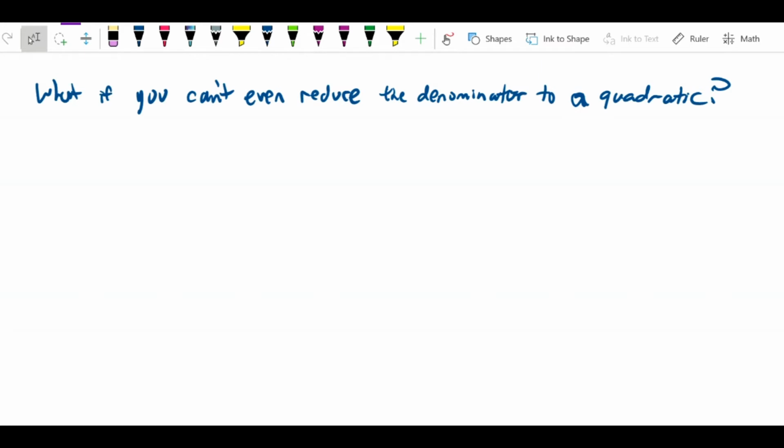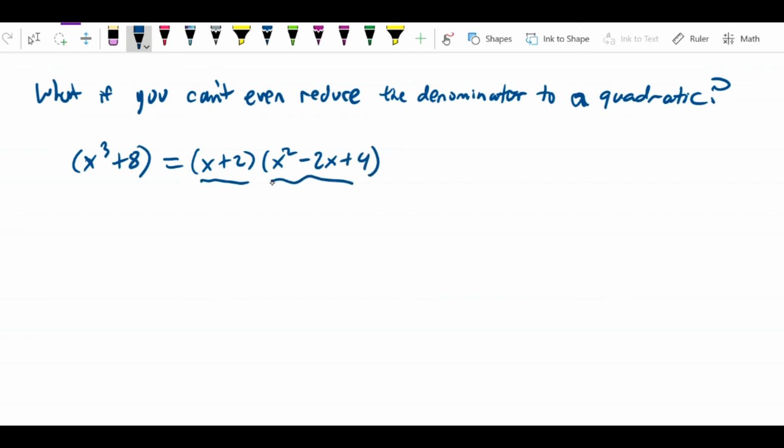There's no such thing as a cubic, let's say a third degree polynomial, that can't be factored using linear or quadratic factors. Here's an example of that. You might see something like x cubed plus 8. It looks almost like it would be an irreducible cubic, but actually this can be factored. If you remember the sum of cubes factoring formula, this can be factored as (x plus 2)(x squared minus 2x plus 4). So as you can see, this can be factored as a product of a linear factor and a quadratic factor. So you never have to worry about that situation.